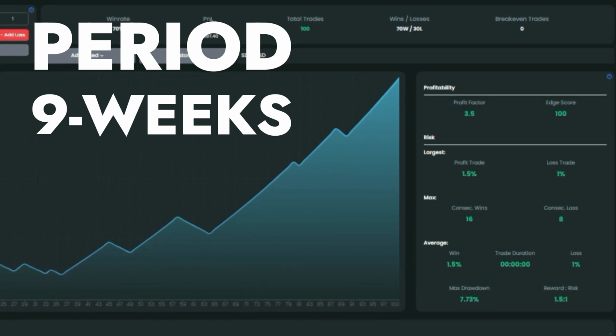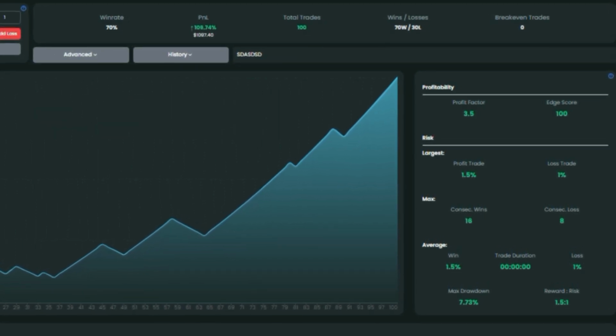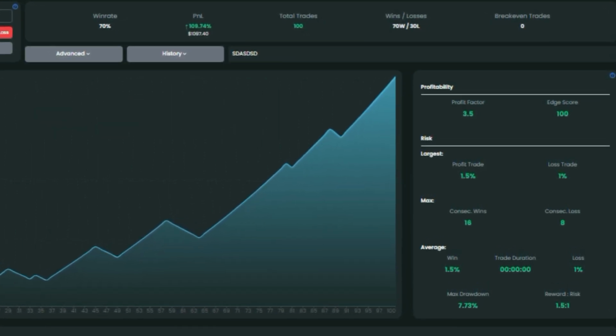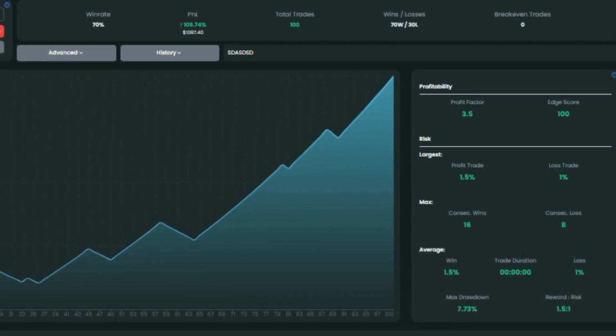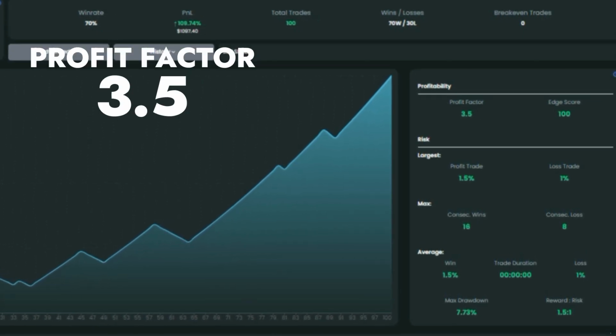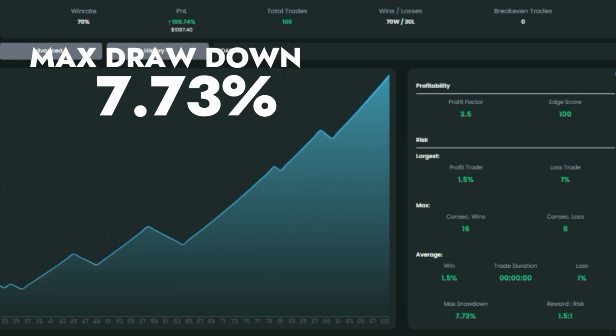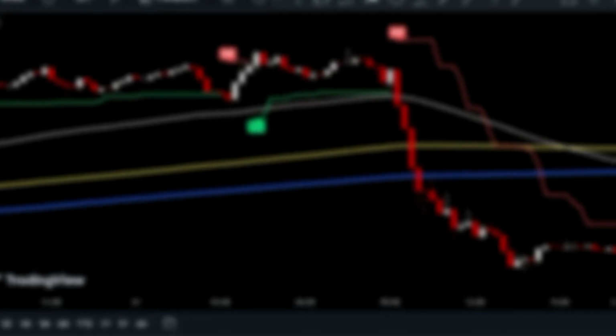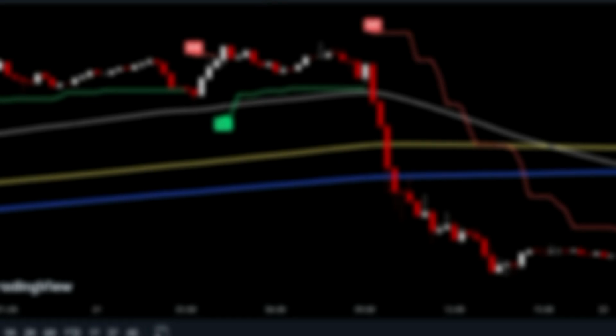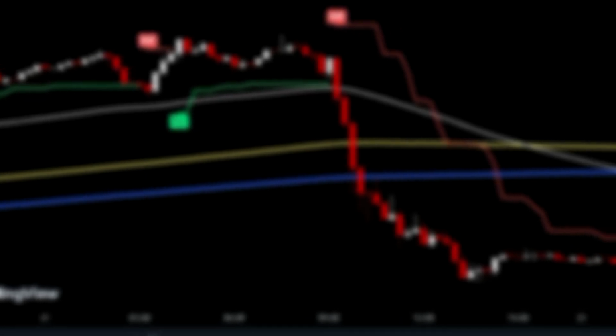But the fun doesn't stop there. We also had a profit factor, that's the ratio of profit to losses, of 3.5. And guess what? The max drawdown was only 7.73%. So what are you waiting for? Give this strategy a shot and see the difference it can make in your own trading game.